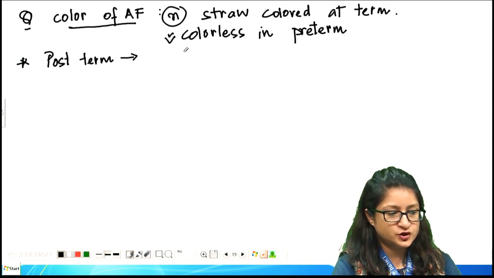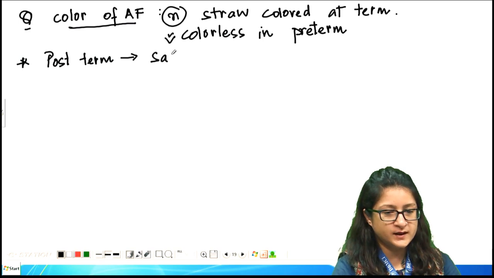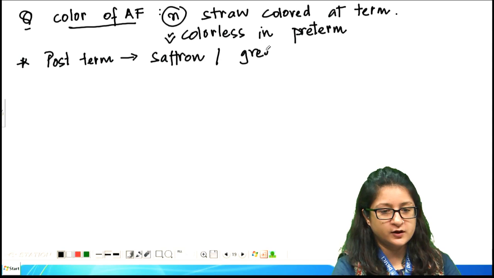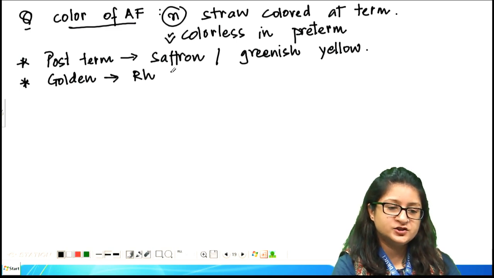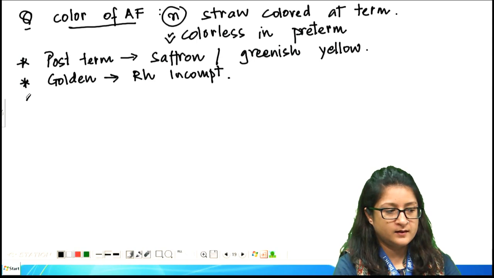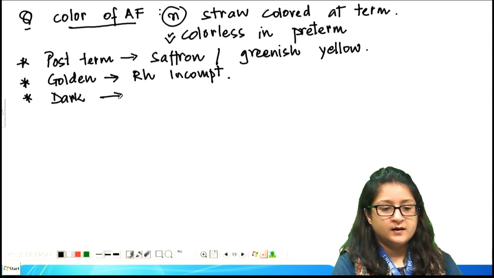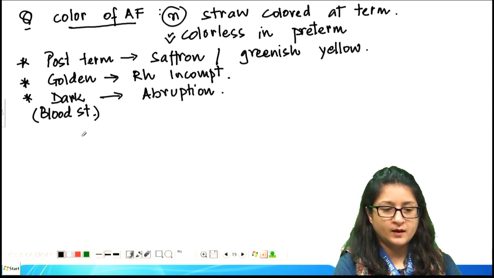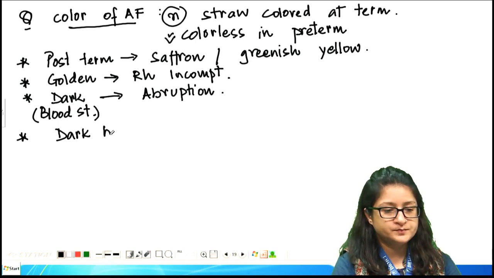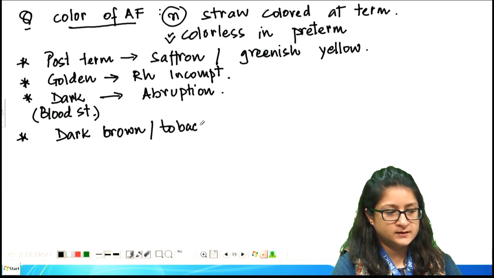Another important point is what happens in post term. In post term or post maturity, it becomes saffron colored or greenish yellow, right? Then the other important thing is golden. Golden colored amniotic fluid is seen in RH incompatibility. Dark colored or blood stained is seen in abruption. Then we have to remember that dark brown or tobacco colored, tobacco juice like, is seen in IUD.